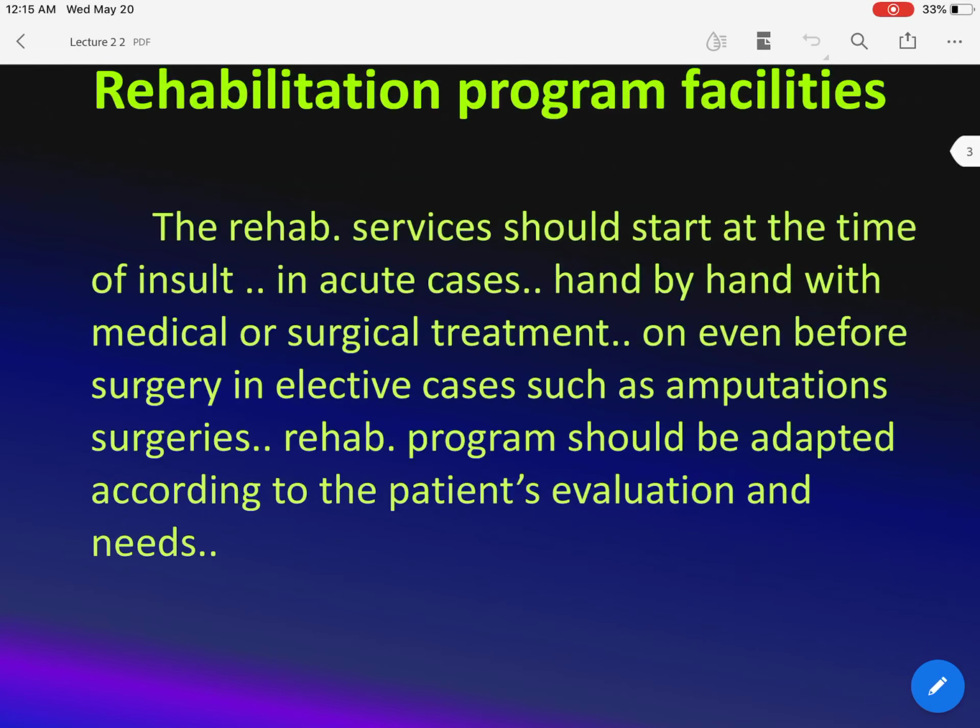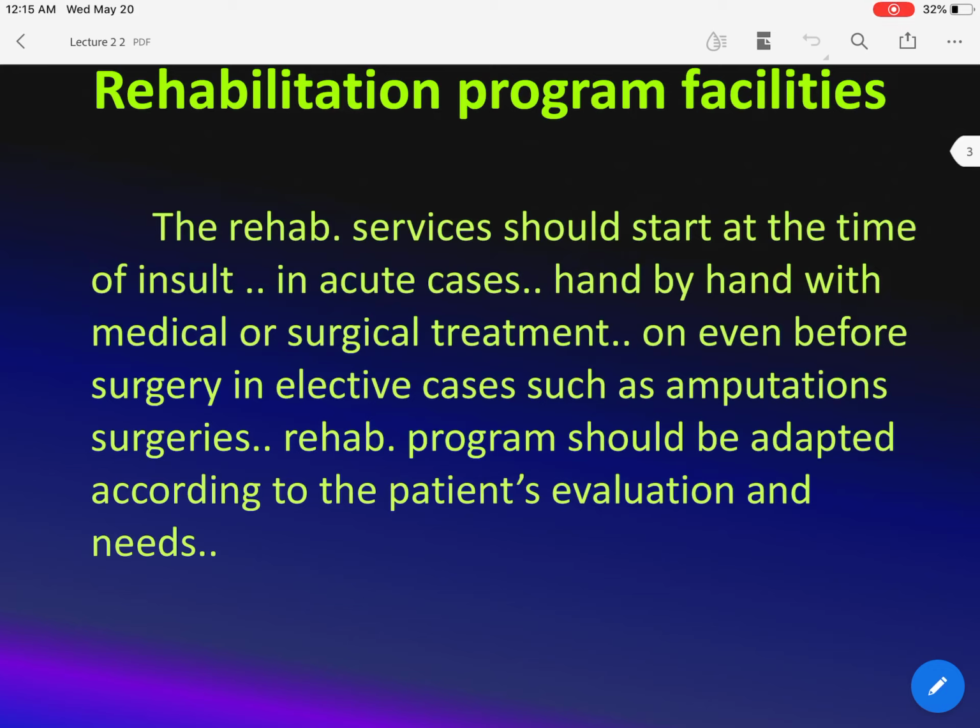How we achieve these aims, how we achieve these goals. We achieve these goals, these aims, by program facilities, rehabilitation program facilities. The rehabilitation services, that's the team which offer for the patient complaining of a stigma or insult, should start at the time of insult. Very important, this phrase. Rehabilitation services should start at the time of insult. I mean at the time of the accident, for the first hours, first day, second day, and there are many examples we can discuss later.